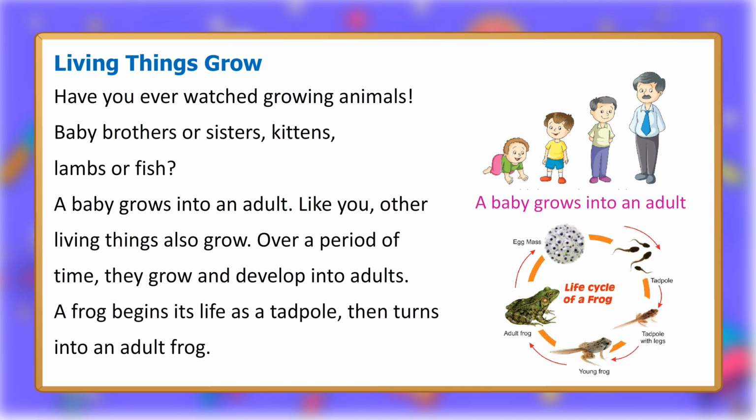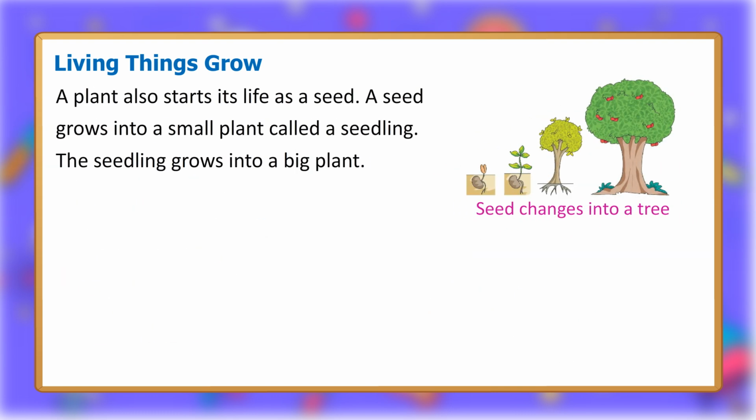Living things grow. Have you ever watched growing animals? Baby brothers or sisters, kittens, lambs or fish? A baby grows into an adult. Like you, other living things also grow. Over a period of time, they grow and develop into adults. A frog begins its life as a tadpole, then turns into an adult frog. A plant also starts its life as a seed. A seed grows into a small plant called a seedling. The seedling grows into a big plant.